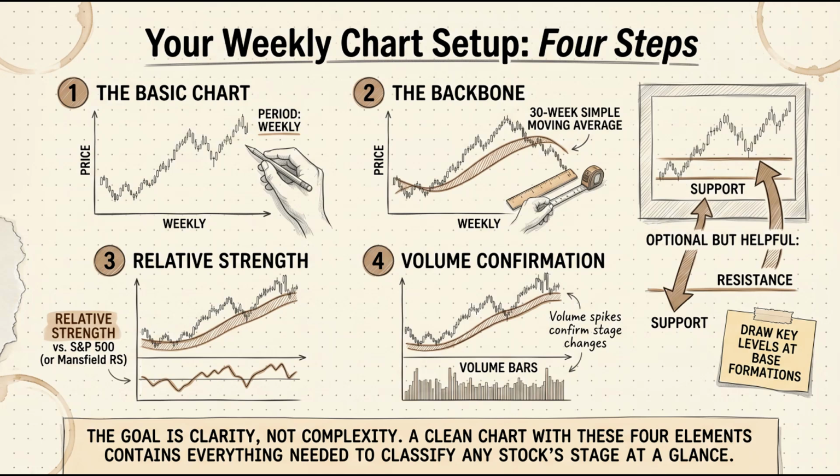Setting up a Weinstein-style chart is deliberately simple. Step 1. Open a weekly chart. Step 2. Add the 30-week simple moving average. Step 3. Add a relative strength comparison versus the S&P 500 or the Mansfield Relative Strength indicator if available on your platform. Step 4. Add volume at the bottom of the chart. Optionally, draw key horizontal support and resistance levels where a base is formed. Weinstein avoided clutter. The goal is clarity, not complexity. A clean chart with these 4 elements contains everything you need to classify any stock stage at a glance.